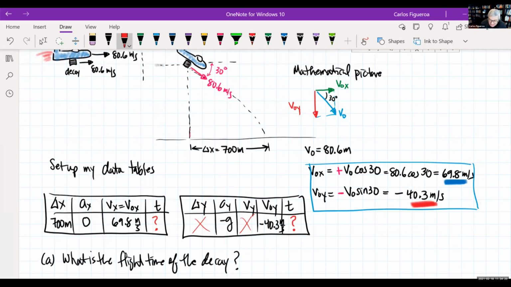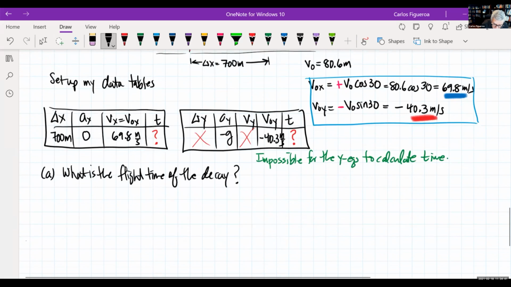So right now, it's impossible, right? What this is telling me is that it's impossible for the y equations to calculate time. So I've got to use the x equations. So that's what I'm going to do.